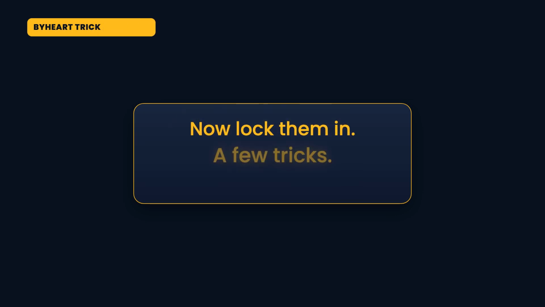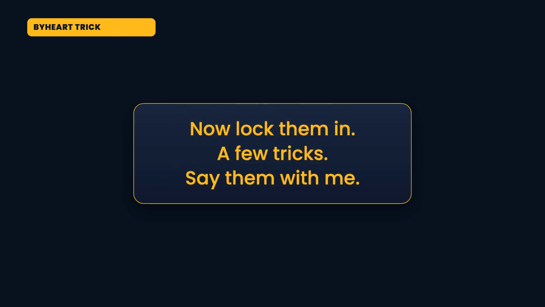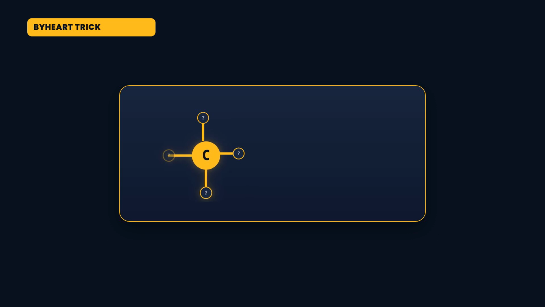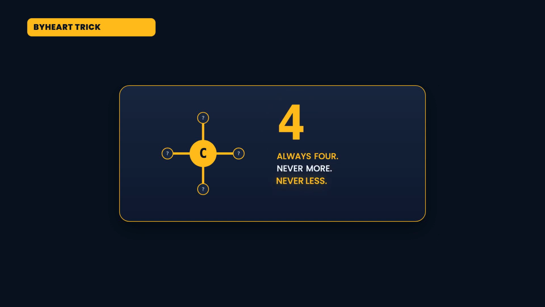Now lock them in. A few tricks. Say them with me. 1. Carbon always makes 4 bonds. 4, not 3, not 5. If your structure shows carbon with anything other than 4 bonds, your structure is wrong.